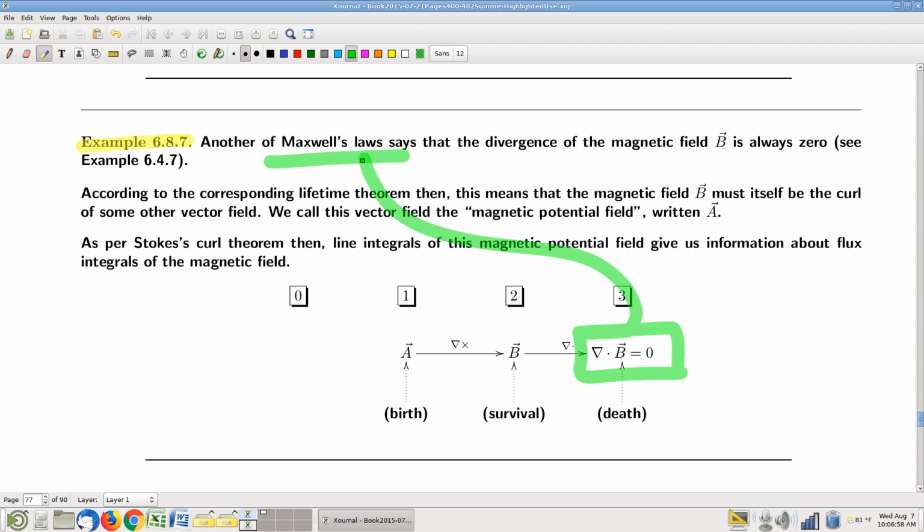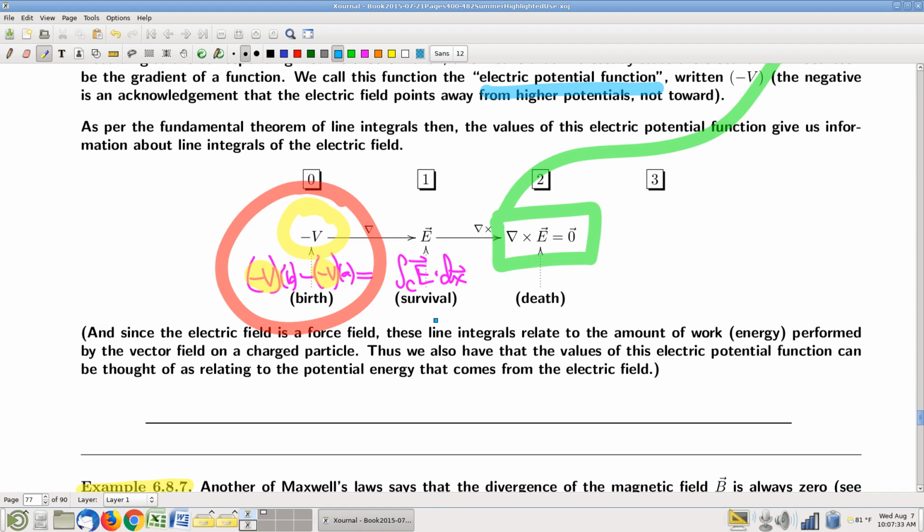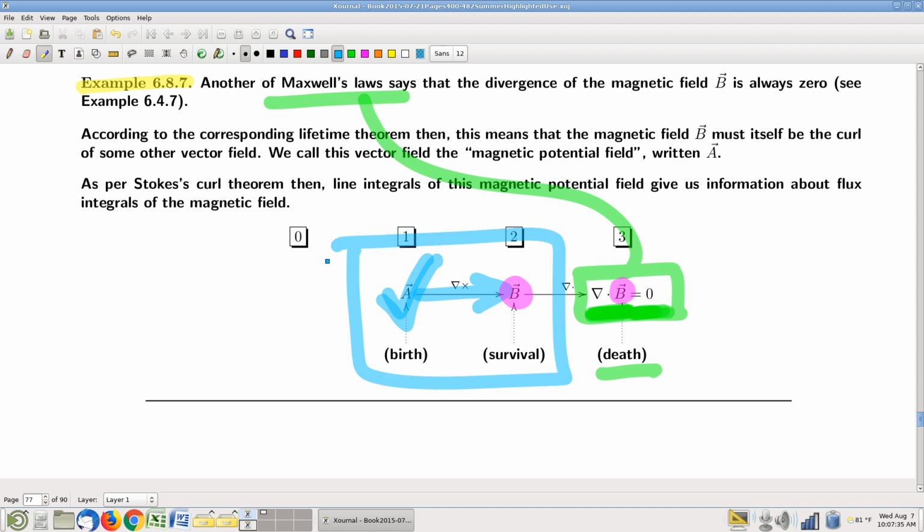Okay. Well, notice again, this is saying that an operator gives you zero. This is telling us about a death. And that tells me for sure 100% that there is a birth two steps previous. In other words, this vector field, the magnetic field, has for sure 100% an anti-curl. Now, analogous to what we did here, let's write down the corresponding statement. What does the boundary theorem say here?